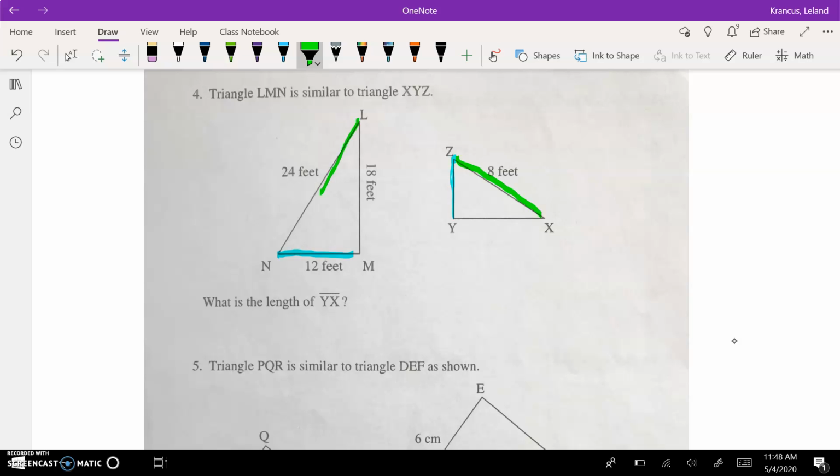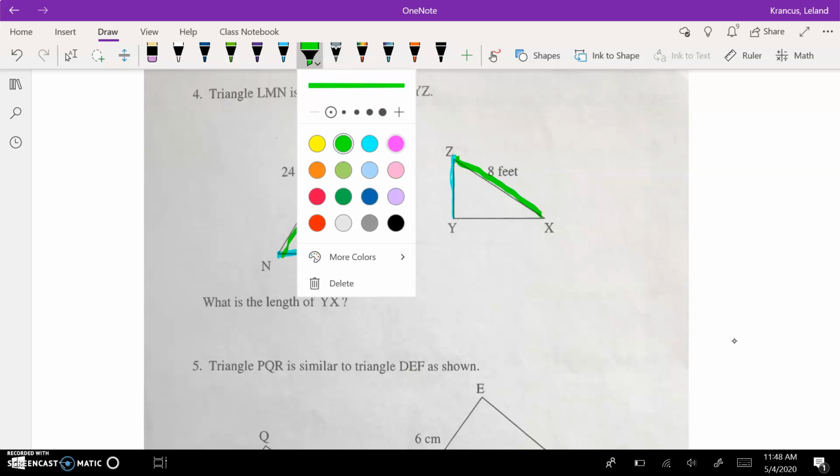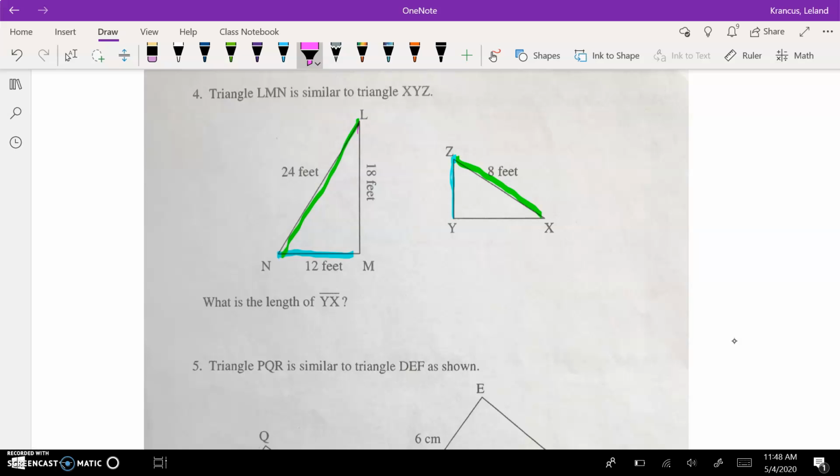Hypotenuse corresponds to the hypotenuse, and the long leg corresponds to the long leg. So if you're setting up your proportions, make sure, for example, that you've got a big side over its corresponding long side. When you're writing this, you could do something like 24 over 8. That's the ratio of the hypotenuses.